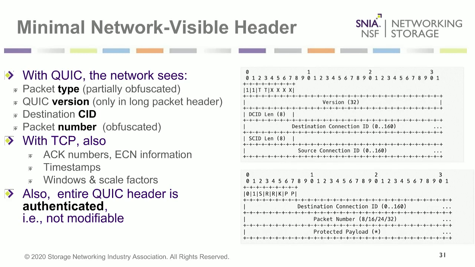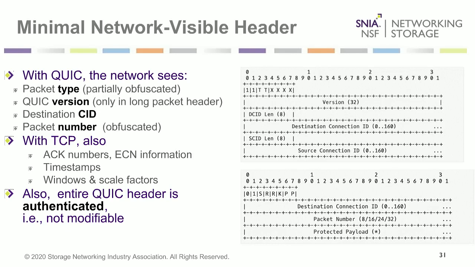Specifically, the network sees the packet type. Is this a long header or a short header packet for any given packet? It sees the QUIC version that's being used to establish a connection, but only in the long header. So if you manage to not be able to see the connection establishment, you don't know what version of QUIC that particular flow is using.